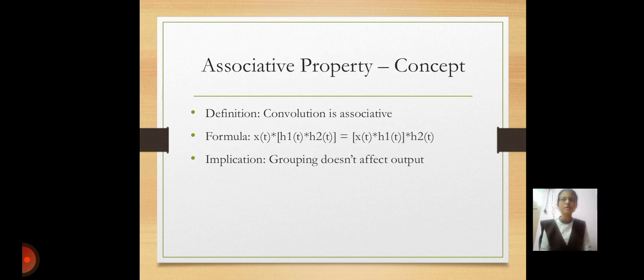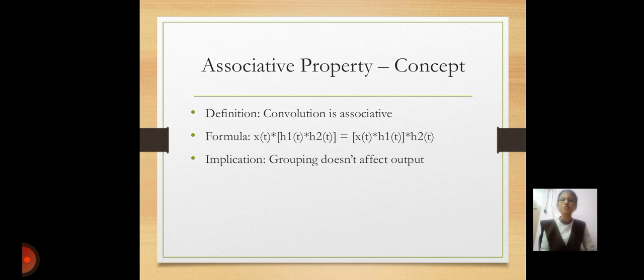Now let us look at the associative property. This property tells us that the grouping of the convolution does not affect the result. It's mathematically expressed as x of t, which is the input signal, convolved with h1 of t convolved with h2 of t, equals x of t convolved with h1 of t, convolved with h2 of t. Here grouping does not affect the output.